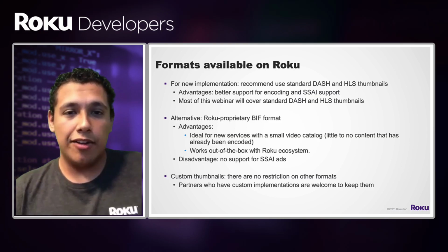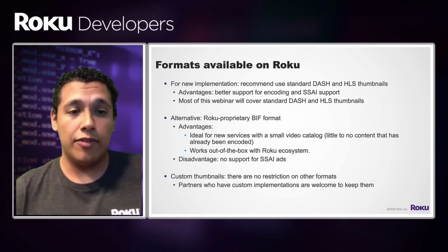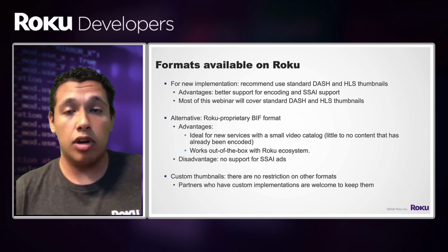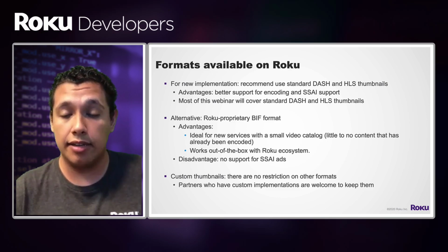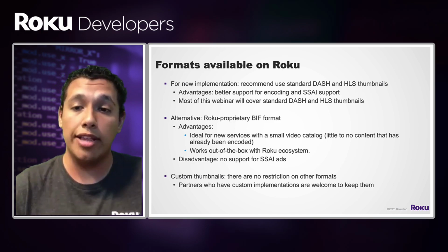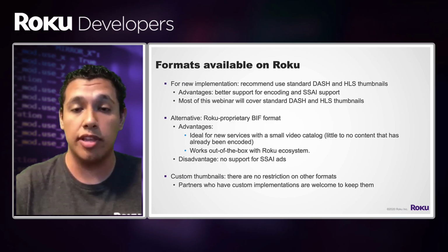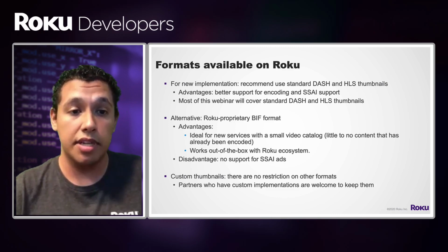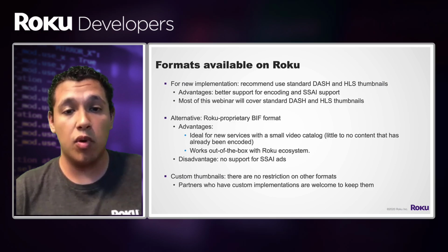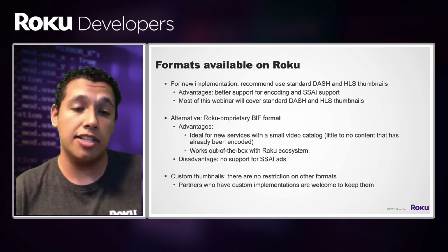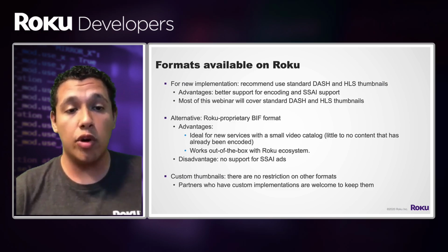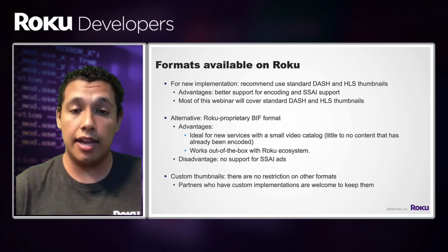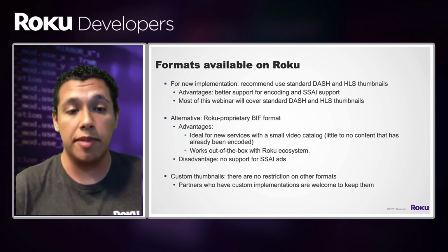We have the formats here available on Roku. We have a wide variety of different formats that we offer here. Recently, we added this new implementation that is based off the Dash standard and a new HLS standard that describes how to create or display thumbnails within the actual manifest of these streams. The advantages here are better support for the encoding and SSAI support, in case you're doing any sort of ad stitching for your content. The majority of this webinar will go over this standard Dash and HLS thumbnails.